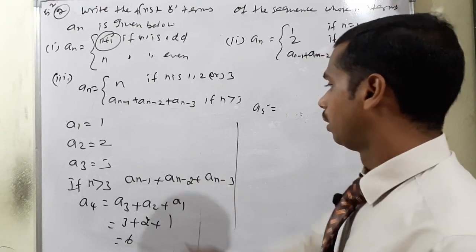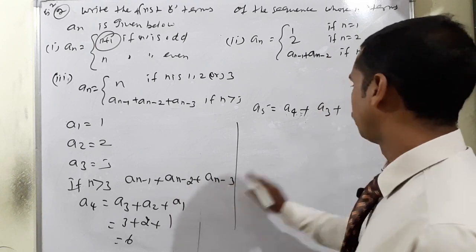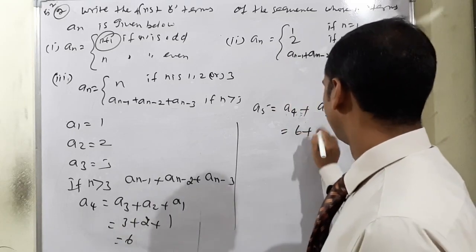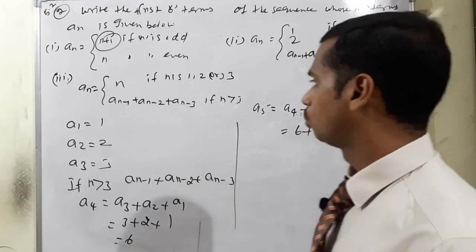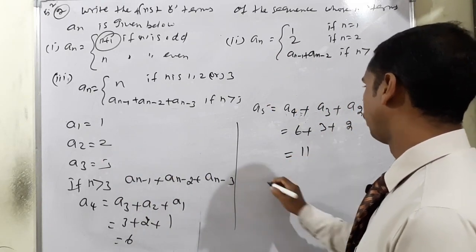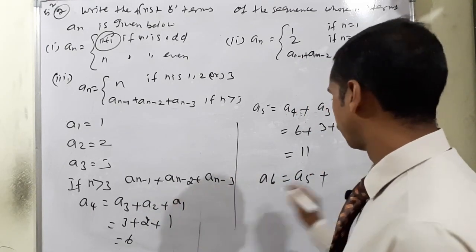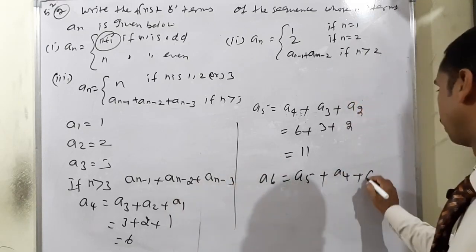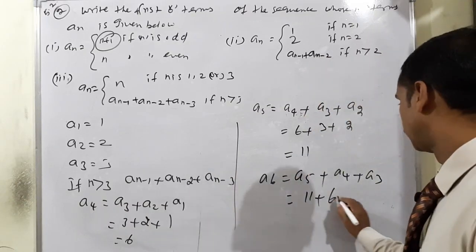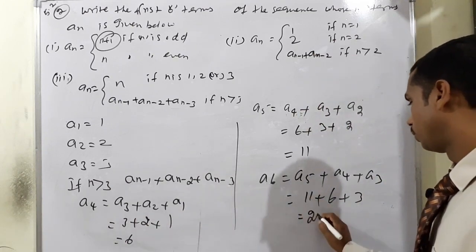A5 is equal to A(5 minus 1), A4, plus A(5 minus 2), A3, plus A(5 minus 3), A2. So A4 means 6, A3 means 3, A2 means 2, 6 plus 3, 9, 9 plus 2 means 11. Last condition A6: A(6 minus 1), A5, plus A(6 minus 2), A4, plus A(6 minus 3), A3. So A5 is equal to 11, then A4 is equal to 6, then A3 is equal to 3, therefore 6 plus 3, 9, 9 plus 11 is equal to 20.